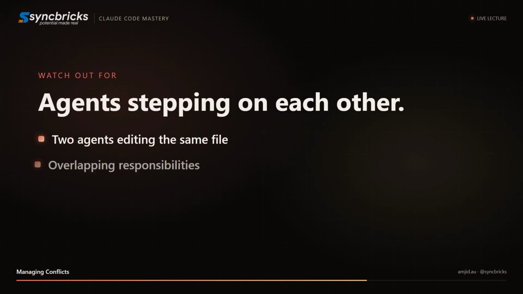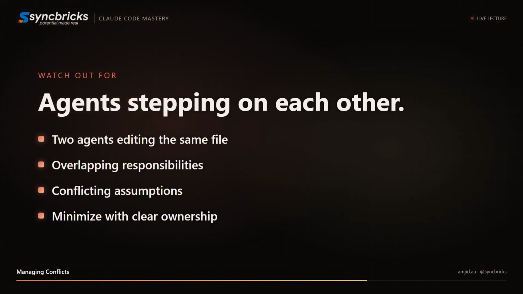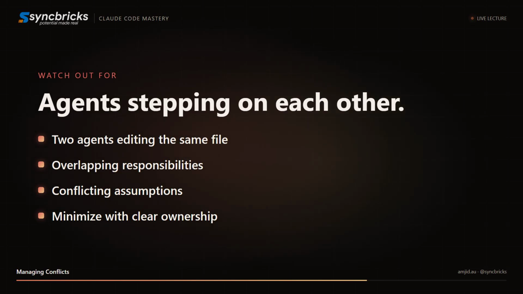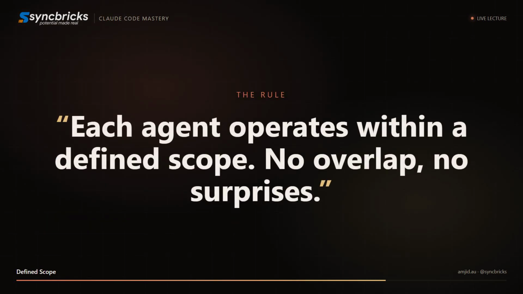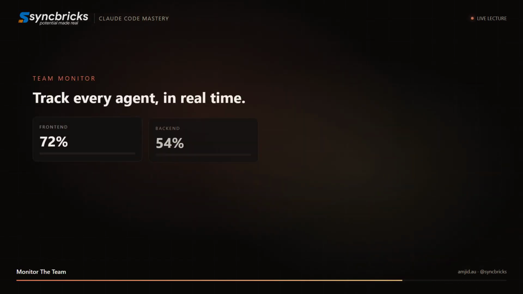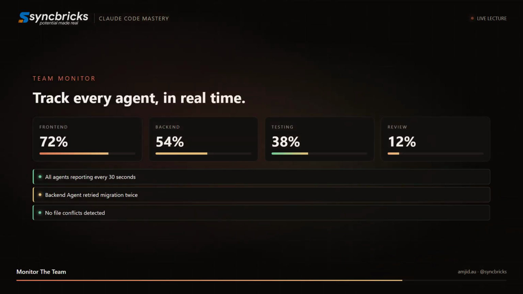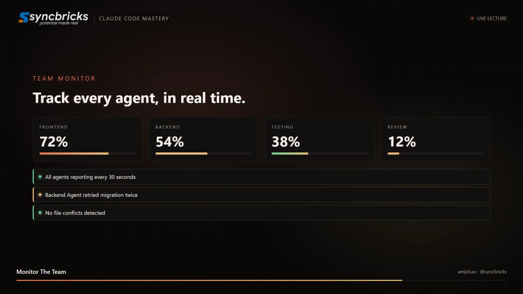When working with multiple agents, it is important to manage conflicts. If multiple agents attempt to modify the same file, issues can occur. This can be minimized by assigning clear responsibilities and separating work into distinct areas. Each agent should operate within a defined scope to avoid overlap. Monitoring is also important. You should track the progress of each agent, understand what tasks are being executed, and review outputs regularly. This ensures that all components align correctly.